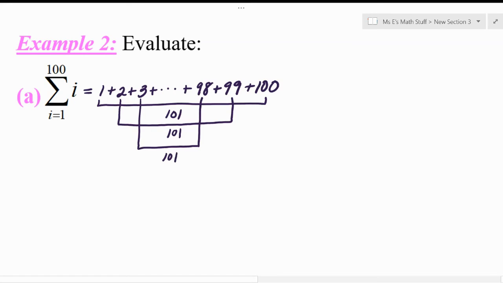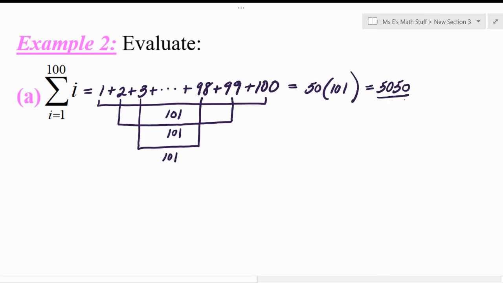So what we can do is take advantage of that and figure out how many 101s we would have. Well, it takes 2 terms to pair up and make 101. And with this problem, it's pretty easy to see we'd have 100 terms. So I hope it makes sense that we'd end up with how many pairs of 101? That's right, 50 101s.